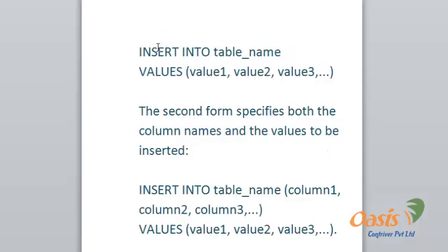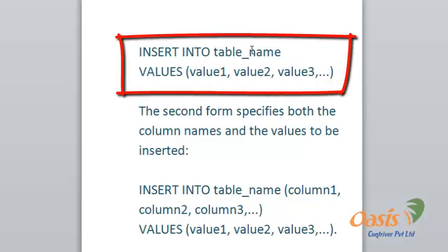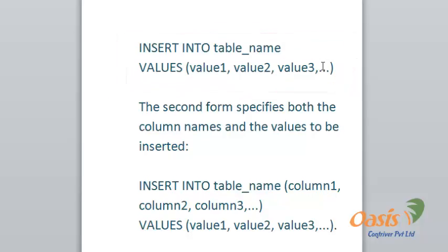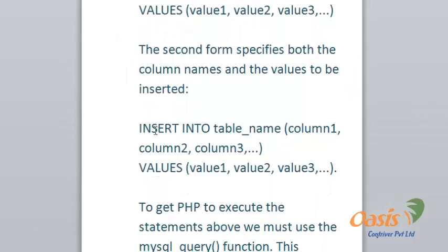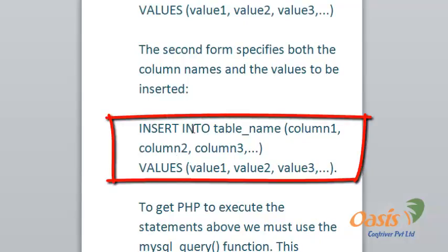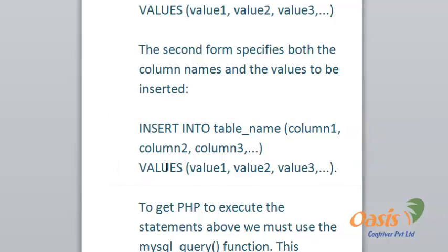There are mainly two methods to insert data: INSERT INTO, then the table name, then we can write VALUES directly, and in brackets we can pass the values of that record. And this is another form to insert data: INSERT INTO table name, then we write the column names in brackets, and then we can pass values to that table.